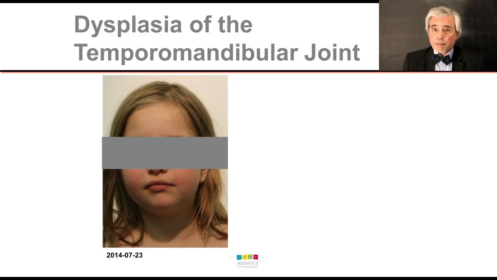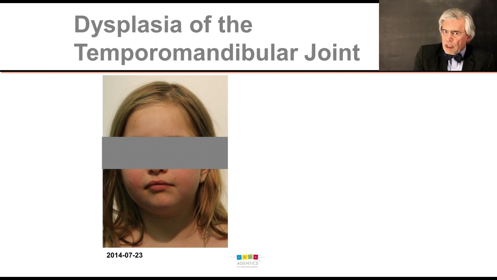Here you can see a patient case of mine, a patient with a unilateral dysplasia of the temporomandibular joint, in whom I was able to stimulate and to control growth of the mandible with functional orthodontic measures in such a way that she gained almost 1 centimeter increase in length of her mandible within 2 years. For me, this is a proof that we can influence the growth of the mandible therapeutically.